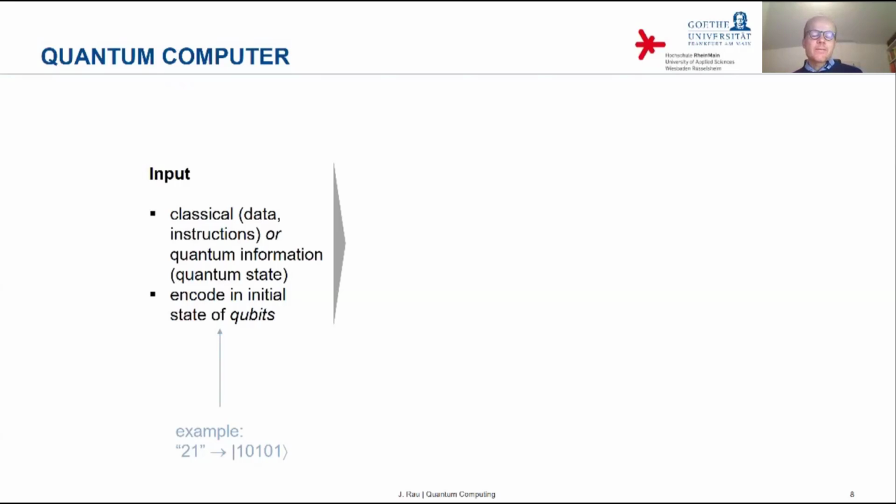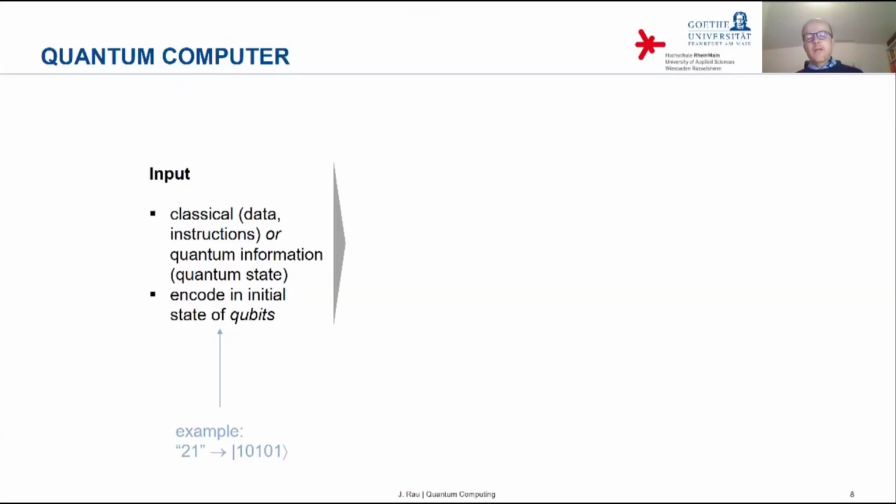You can represent, for example, the number 21 in binary form. That's 10101. That's the binary representation of 21. And you can encode that in a quantum computer in the basis state 10101 of 5 qubits. So in general, classical information that you input in a quantum computer is just encoded in basis states of multiple qubits.